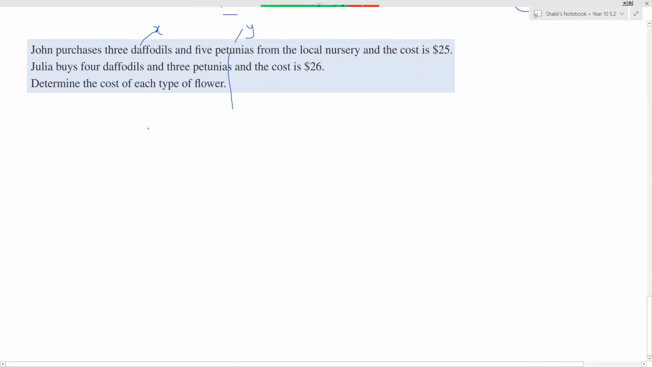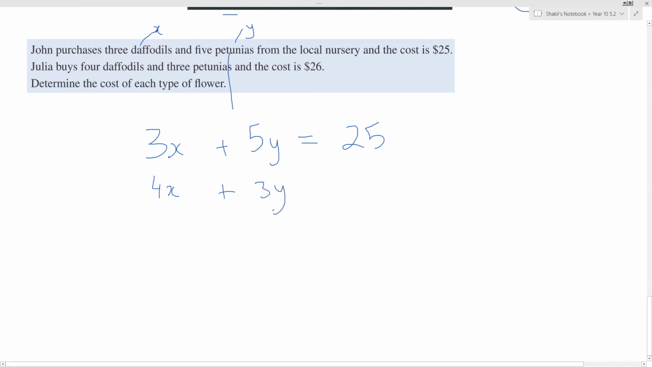We've purchased 3 daffodils, right? So 3 daffodils is 3X, since I've chosen to call the cost X. Plus 5, and the cost of petunias is Y, and it cost me $25. Let's make my second equation. Julia buys 4 daffodils, so 4X plus 3Y is equal to 26. Should we just double check that? 3 daffodils, 5 petunias, 4 daffodils, and 3 petunias. Yeah, seems to be right. Determine the cost of each type of flower.